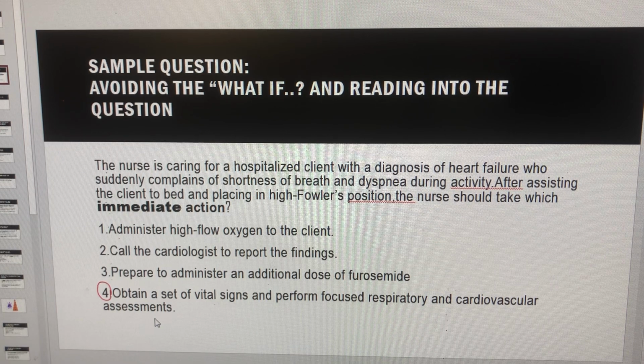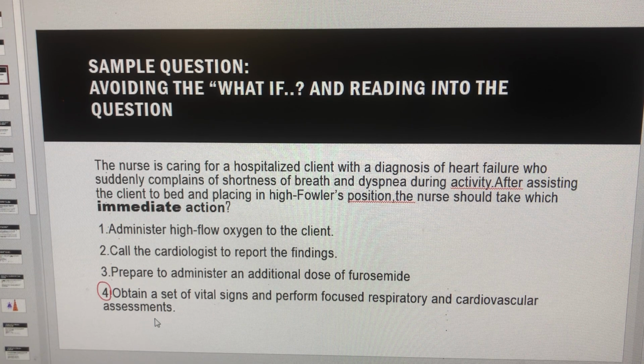You may immediately think that the client has developed pulmonary edema, a complication of heart failure, and needs additional diuresis. In pulmonary edema, one may see this as an emergency and might think an action should be taken before further assessment, which may lead you to choose option 3.